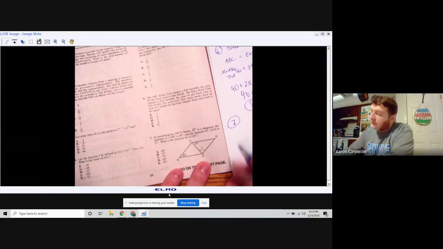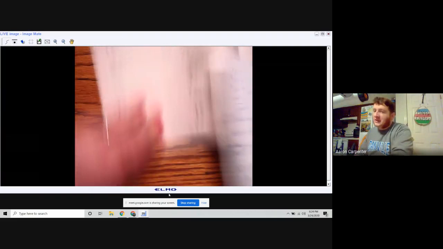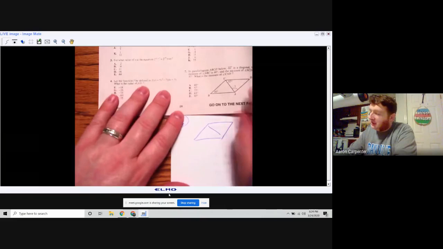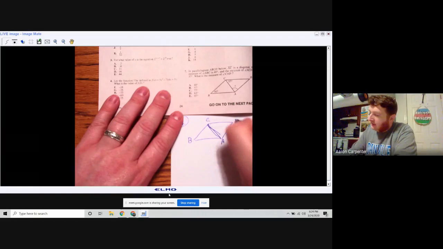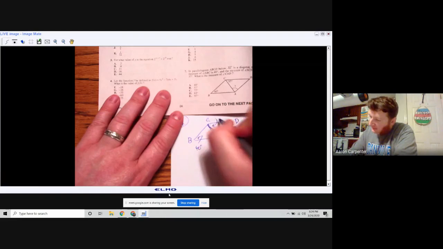I'm working these a little slower than I would be during the actual ACT, because one, I'm explaining it to you, and two, I'm not working it in the book. So B, C, A, D. I know that angle is 40. I know that angle is 57. And I want this angle. I'm just going to label it X.